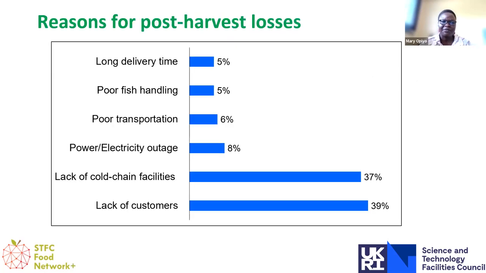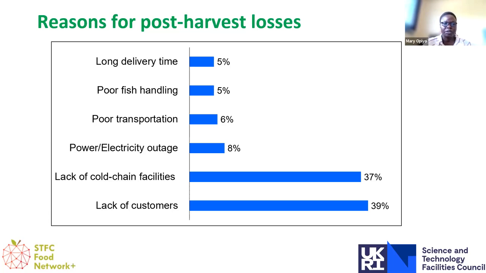Then the reasons for post-harvest losses. So the majority of the farmers lose their fish because of lack of customers. And this is because of that gap in communication. And also they lack cold chain facilities, the storage facilities. So it means that they will either sell the fish at a throwaway price, or they will have to do some other things before selling the fish, like maybe deep frying, which is an additional cost, or sometimes the fish just gets destroyed and is thrown away.